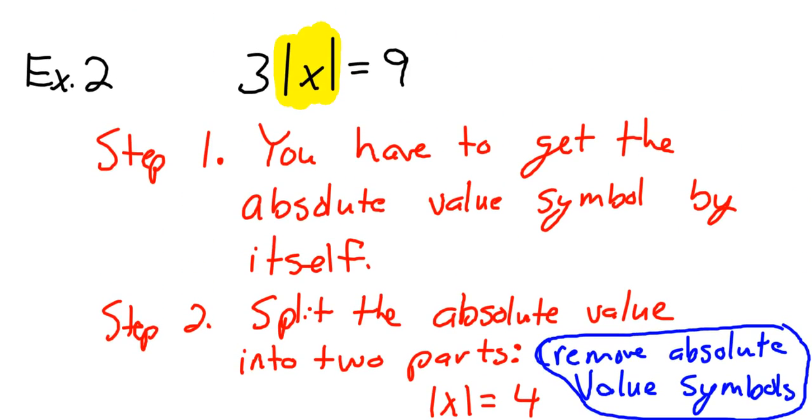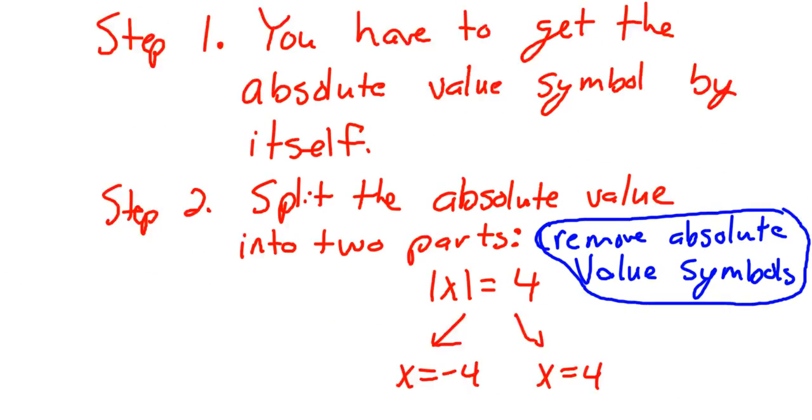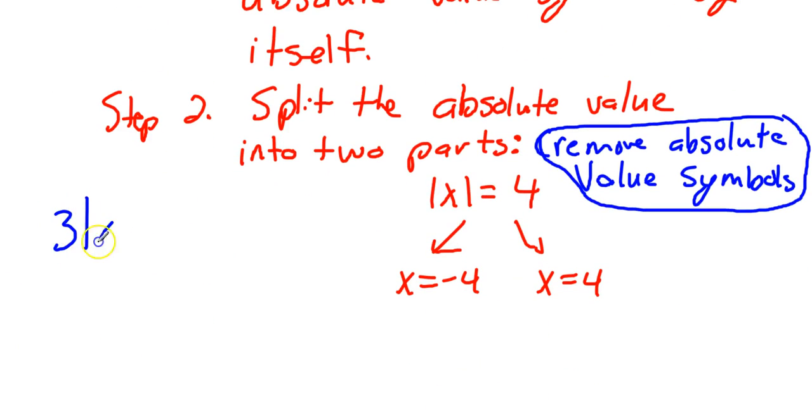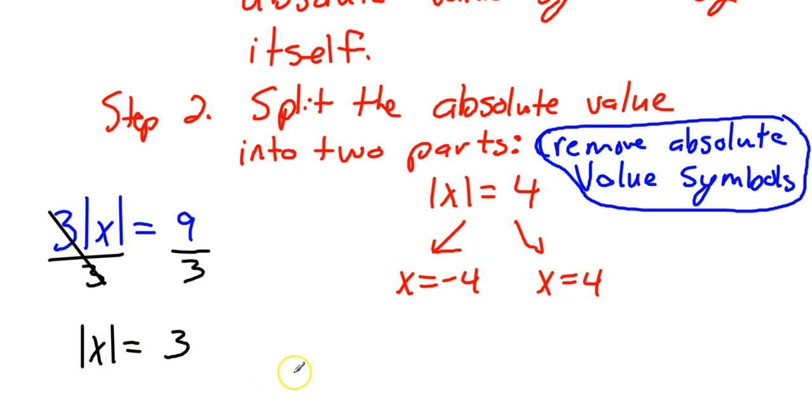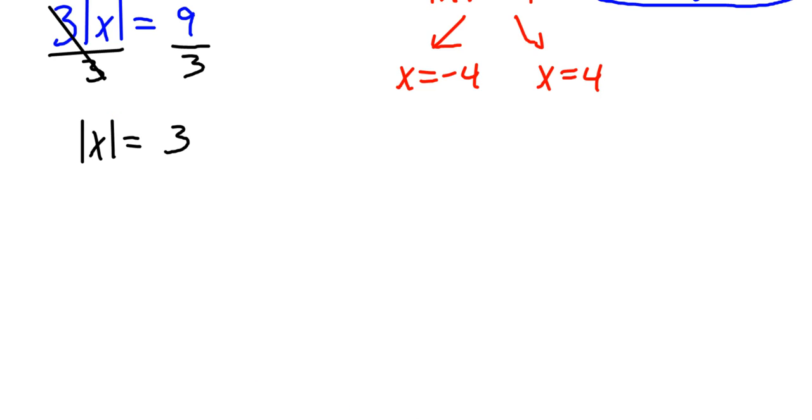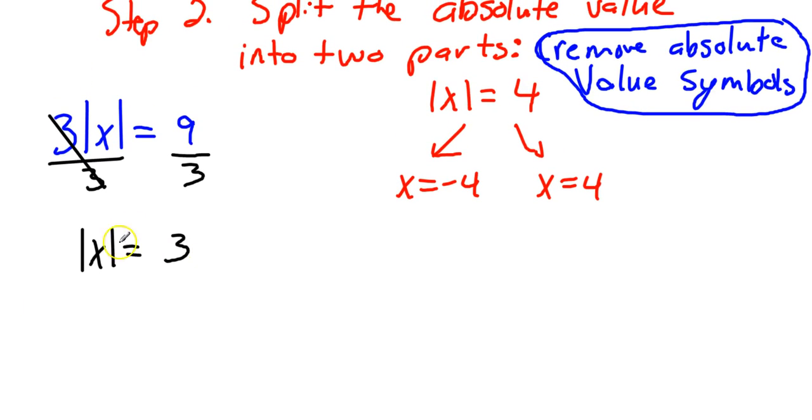So backing up to the problem we had back here, we'll divide both sides by 3. So the 3's would cancel. Now you've got the absolute value of x by itself. And now that you've got the absolute value of x by itself, there's where you would split it apart into 2 pieces. So x would equal -3 and x would equal +3.